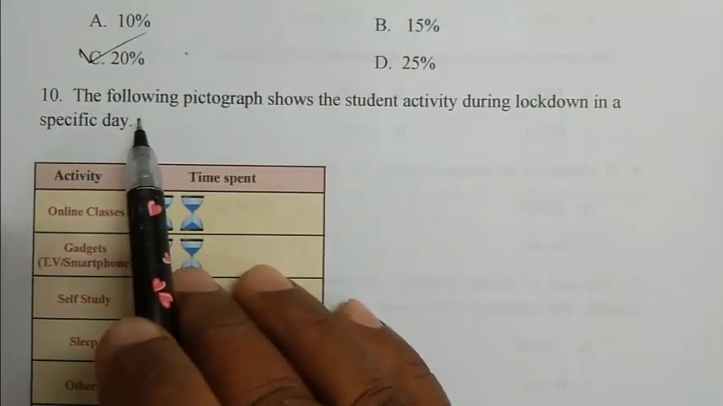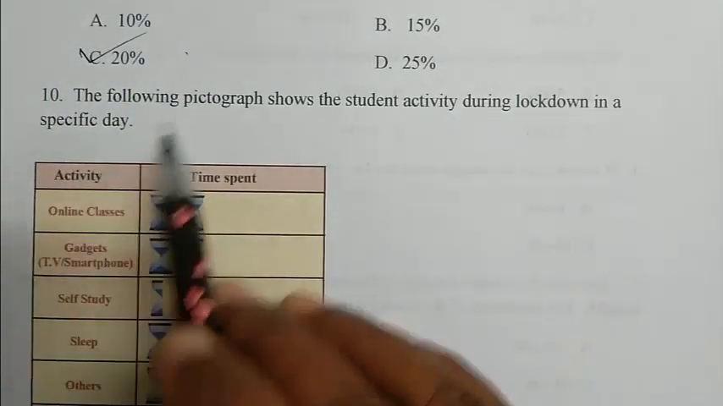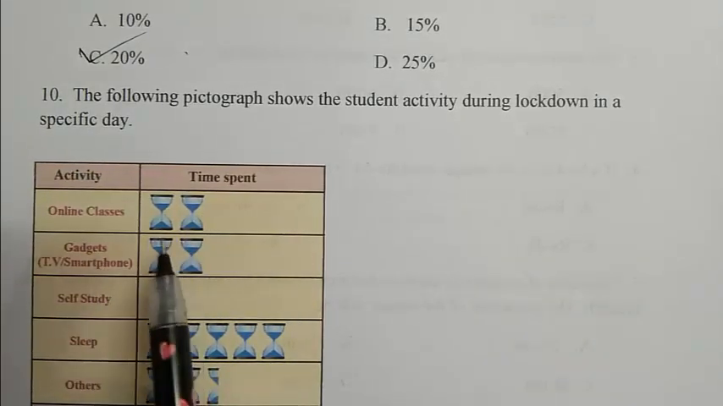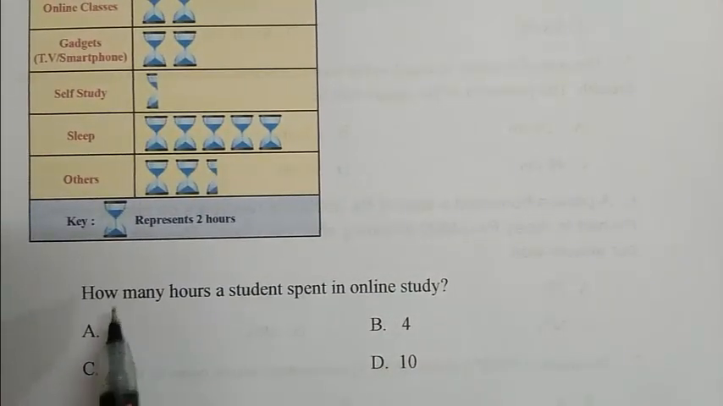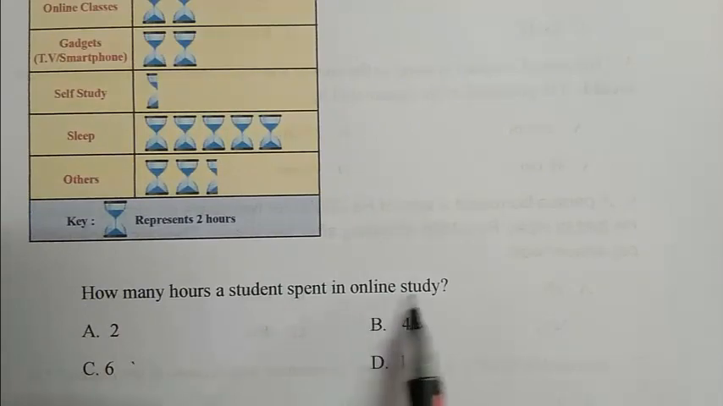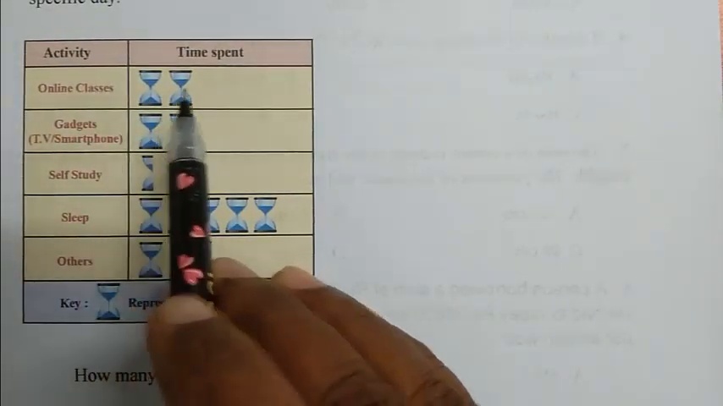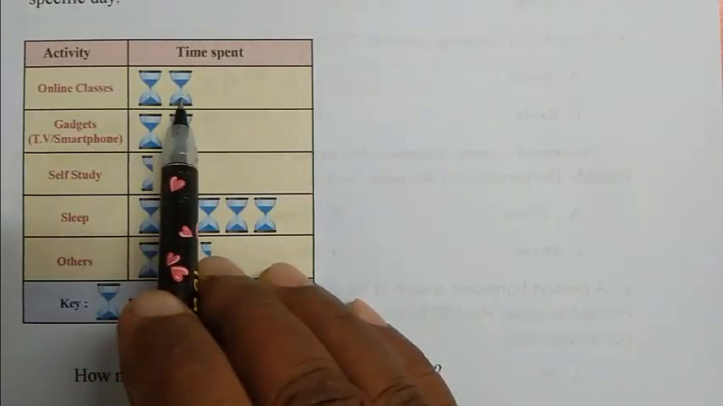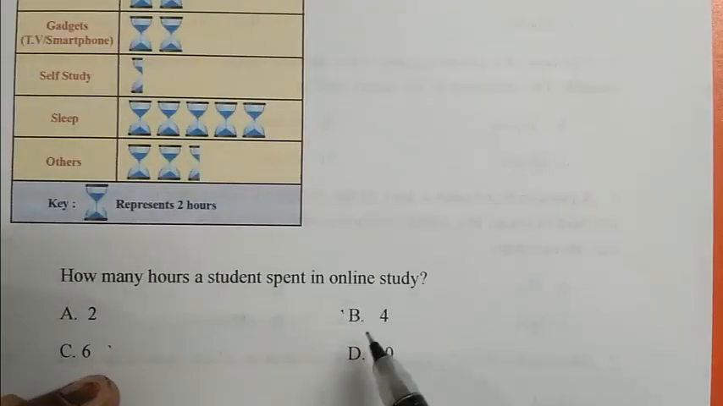Question number 10. The following pictograph shows the student activity during lockdown on a specific day. Online classes have 2 pictures. The question is how many hours a student spent in online study. In online study there are 2 pictures and one picture represents 2 hours. So 2 pictures represent 4 hours. In online study the student spends 4 hours. So B is the right answer.